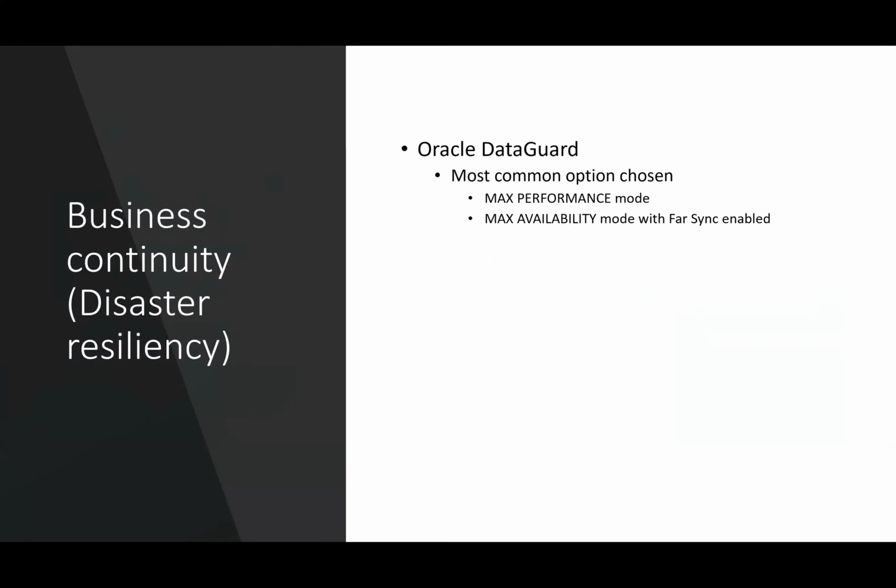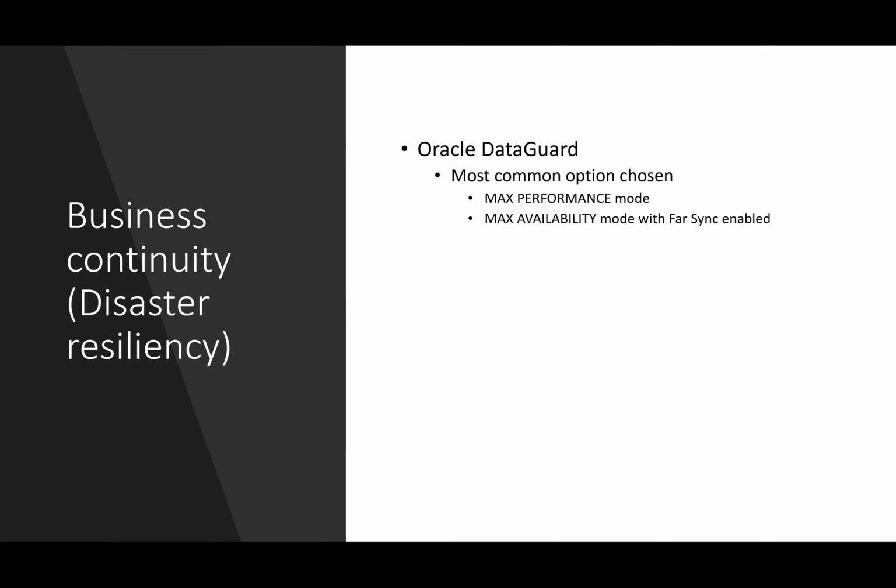The answer to DR is DataGuard. The most common DR option chosen is to use Oracle in max performance mode for DR. But there are situations where RPO 0 is desired even for disaster resiliency. So in that case, it is also possible to use max availability mode when you enable FarSync, which also triggers, by the way, an Active DataGuard license. So you have a choice with DR.